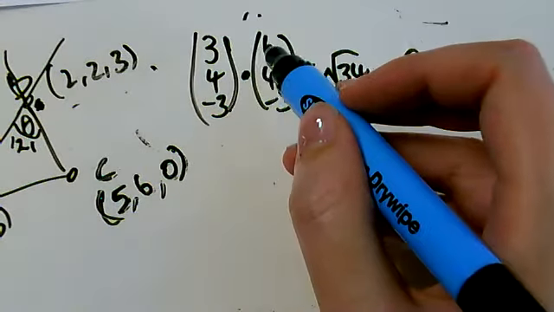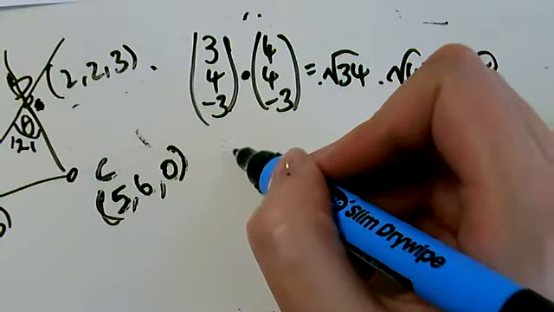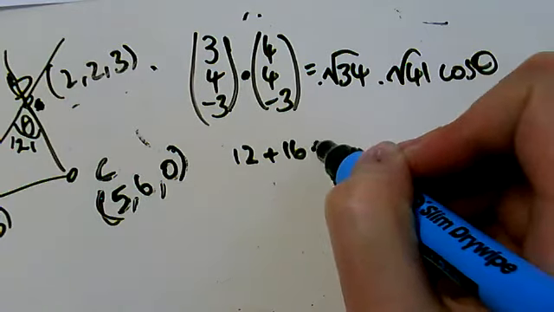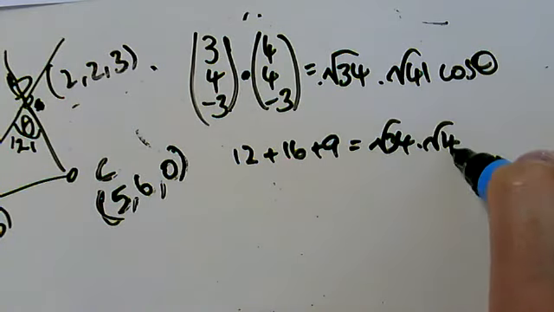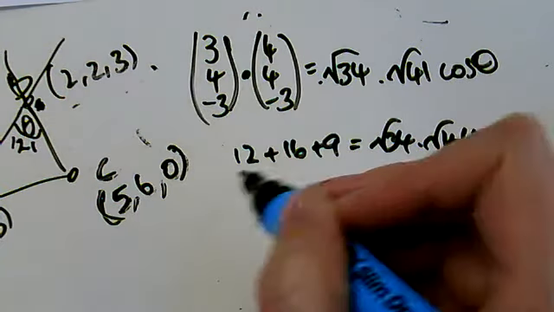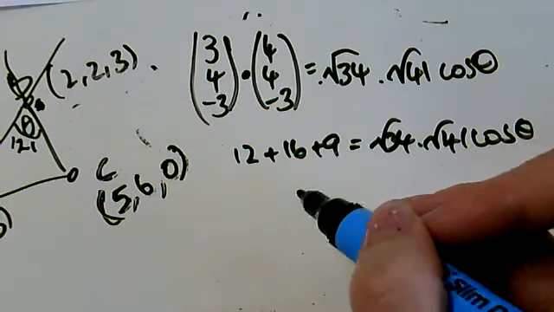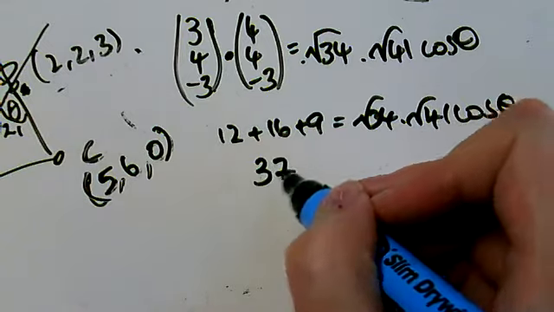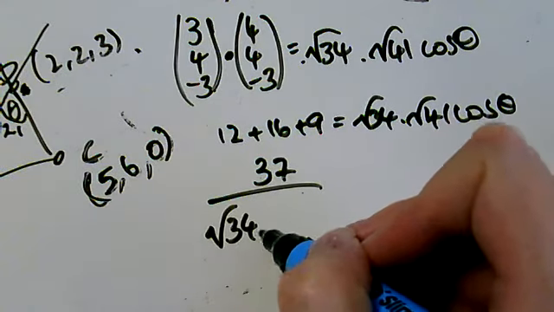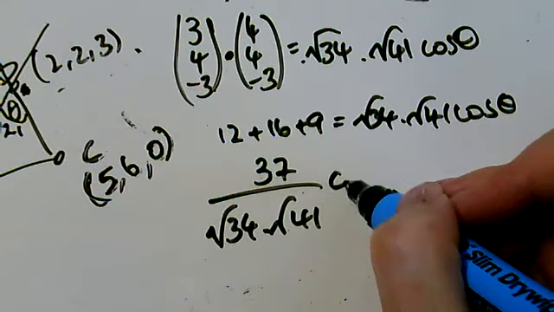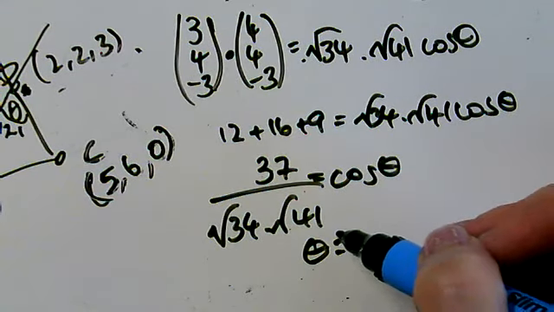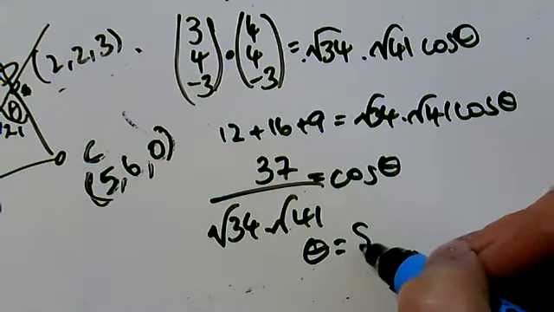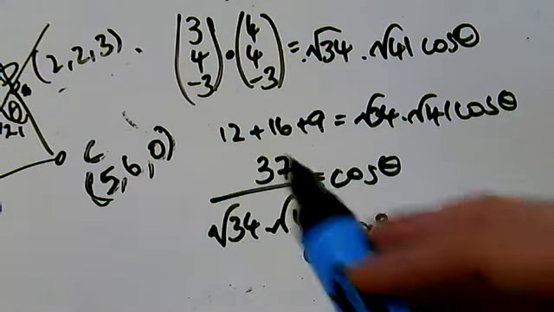Let's work this out, so 3 4s are 12, plus 16, plus 9 is √34 times √41 cos theta. So 12 and 16 is 28, 37, so I've got 37 over √34 times √41 equals cos theta, and doing cos to the -1 gives you theta equals 8 degrees. Okay, so that's that one.